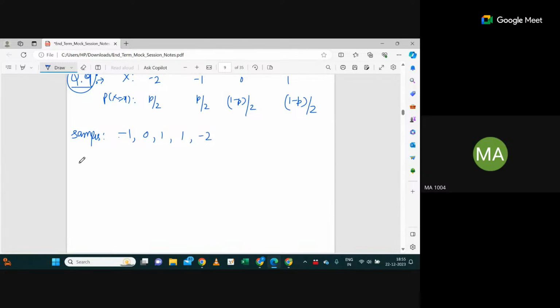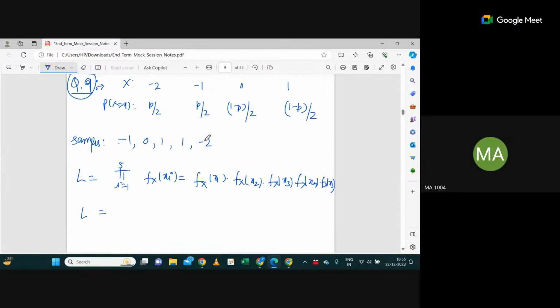Now, what does the likelihood say? That means the product of all the terms, right? f of xi. That means f of x1, f of x2, f of x3. How many samples do we have? 5, right? Yes or no? Yes, sir. I have only 5 samples, right? Then what is the probability for this -1?